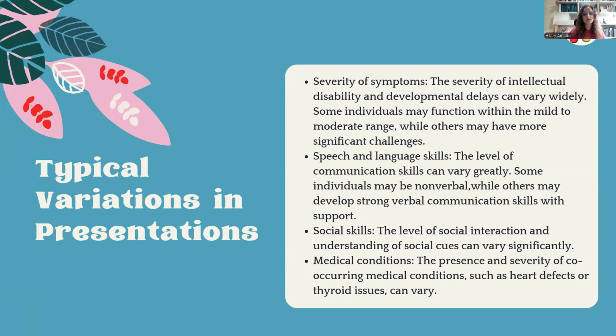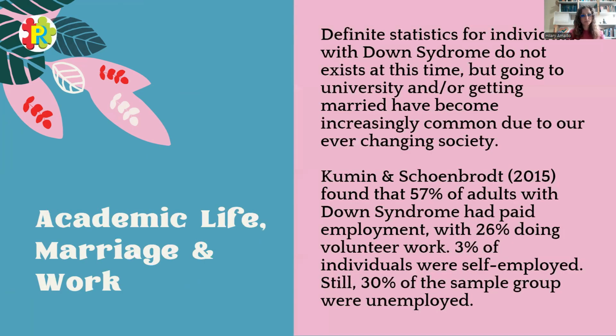In terms of social skills, the level of social interaction and understanding of social cues can also vary significantly. With medical conditions, the presence and severity of co-occurring medical conditions such as heart defects or thyroid issues can also vary. Definite statistics for individuals with Down syndrome in terms of academic life, marriage, and work do not exist at this time, but going to university and or becoming married have become increasingly common due to our ever-changing society.